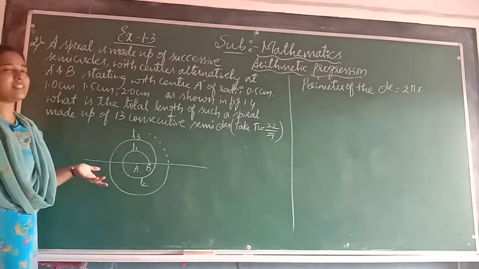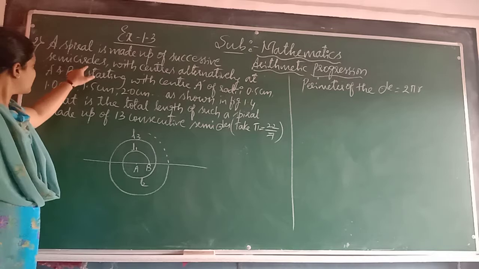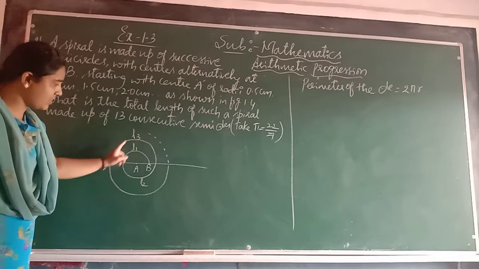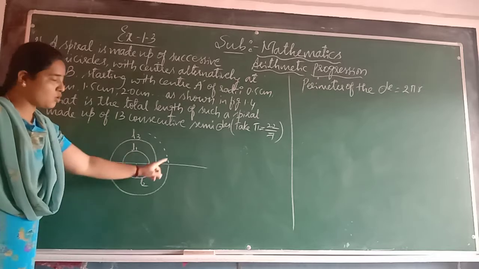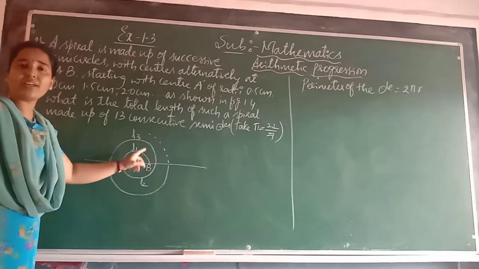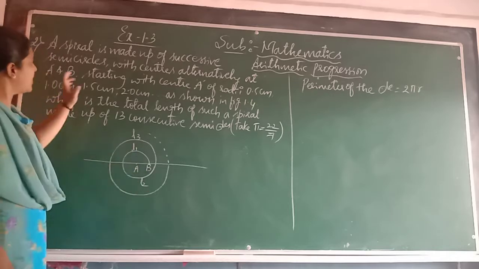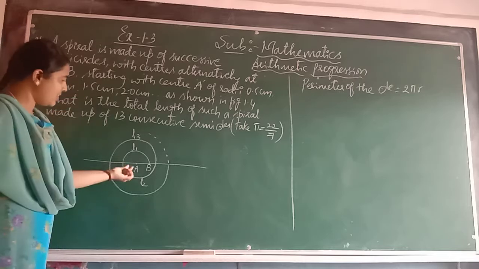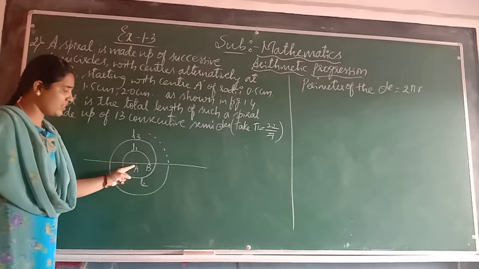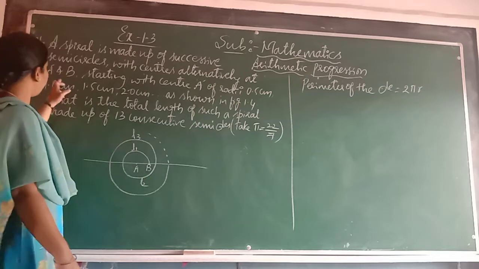The second problem is like this. A spiral is made up of successive semicircles. Observe here, downside I have drawn the figure. Semicircles are there, so many. A spiral is in which shape? Semicircle shape, with the centers alternately at A and B. The center of the first semicircle is given, that is A. The center of the second semicircle will be B.